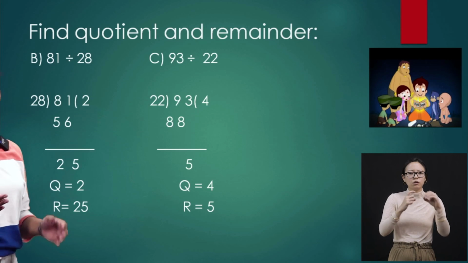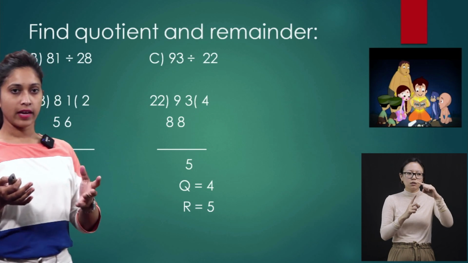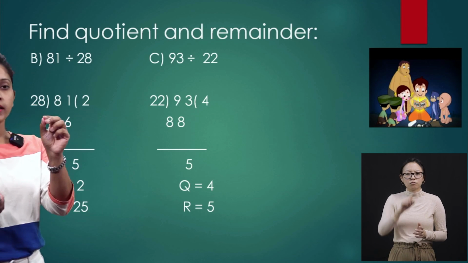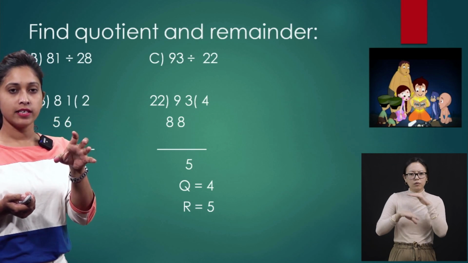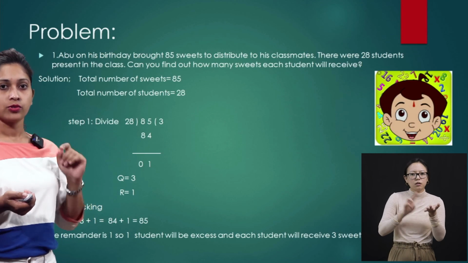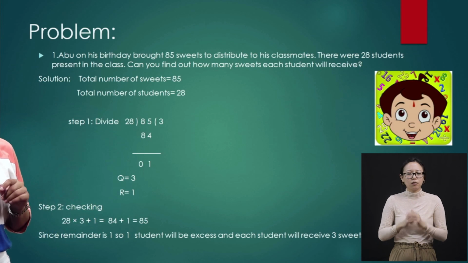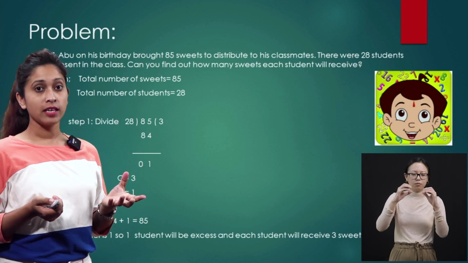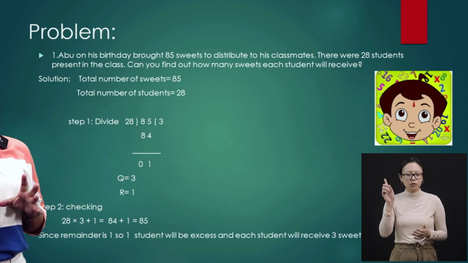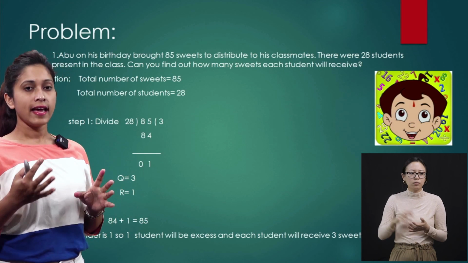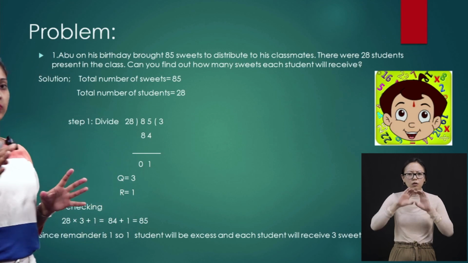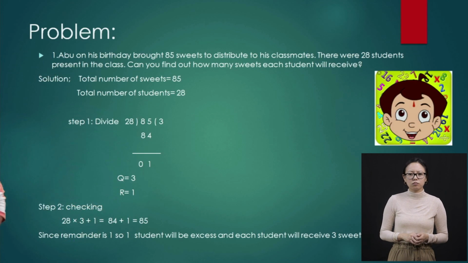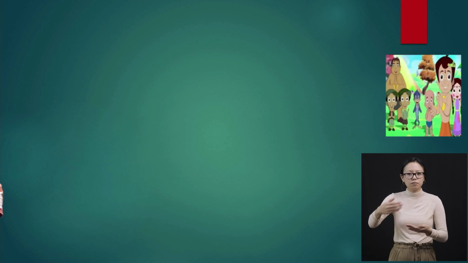Then we did again quotient and remainder. So you all know that when you are dividing, if anything remains, then you consider it as remainder, and the number that you are putting on your right hand side for a division, that is your quotient, right? So the next problem is about Abu. We did about Abu. On his birthday, how many sweets did he bring? He brought 85 sweets, and then one student was extra. So the sweets that he distributed were 84. And each student, how many sweets did they get? They got 3 sweets each, right, children?